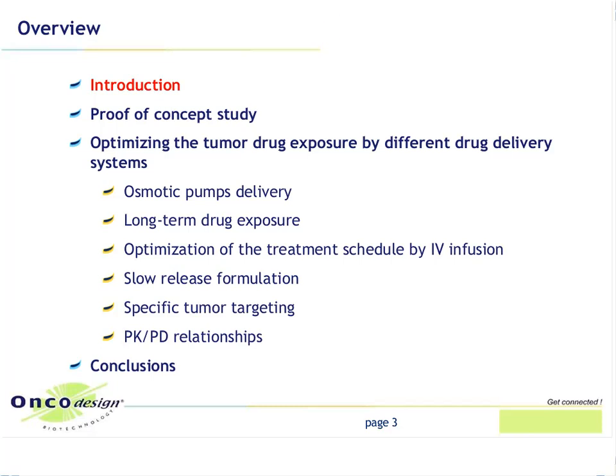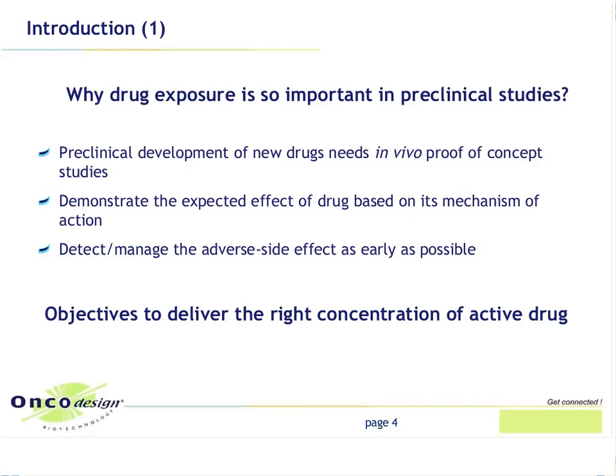So first, for introduction, why is drug exposure so important in preclinical studies? For sure, the preclinical development of new drugs in oncology needs in vivo proof of concept studies where we have to demonstrate the expected effect of the drug based on its mechanism of action, and if possible to detect and manage the adverse side effects as early as possible in these preclinical steps. The objective is to deliver the right concentration of active drug at the tumor.